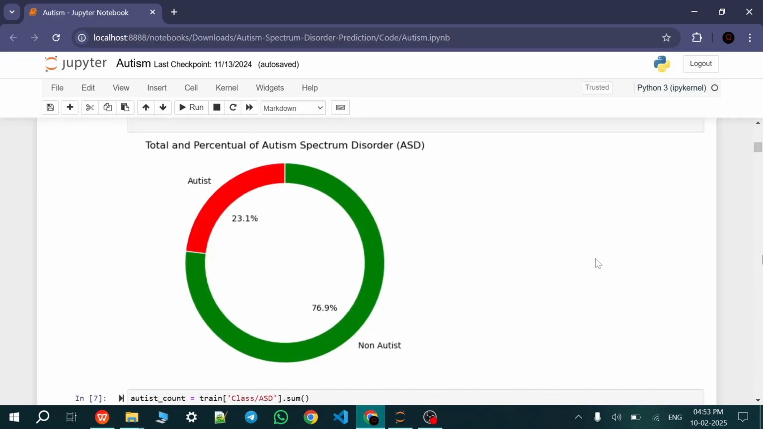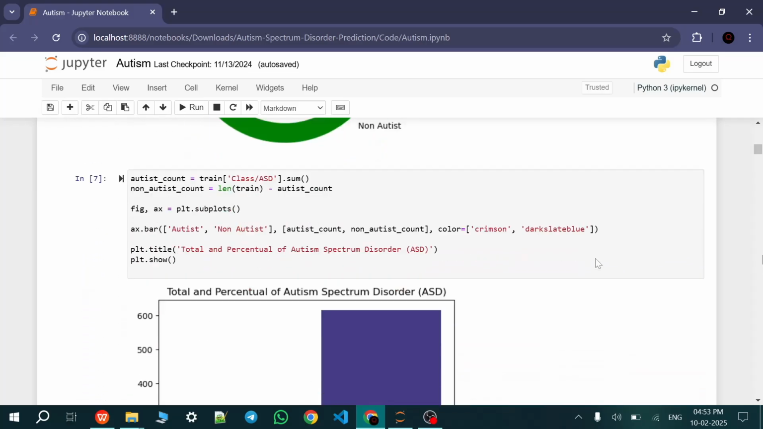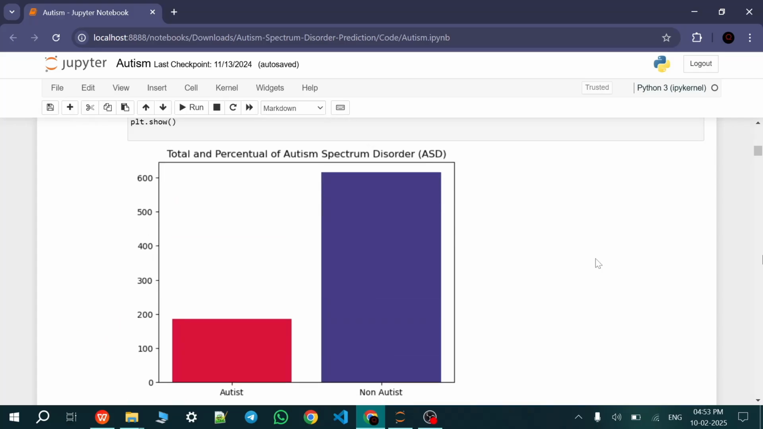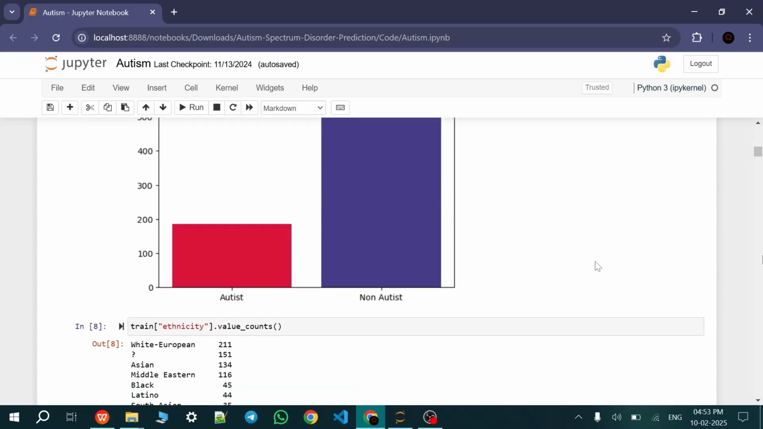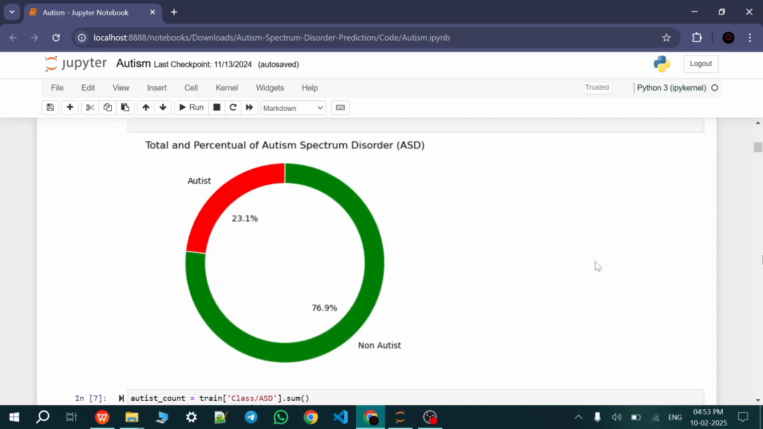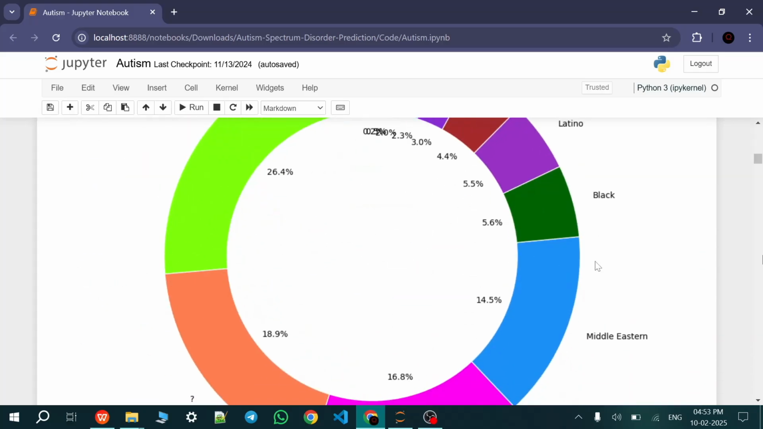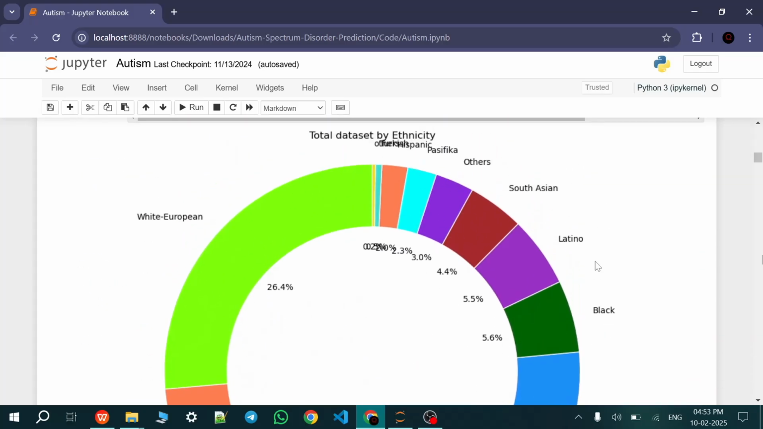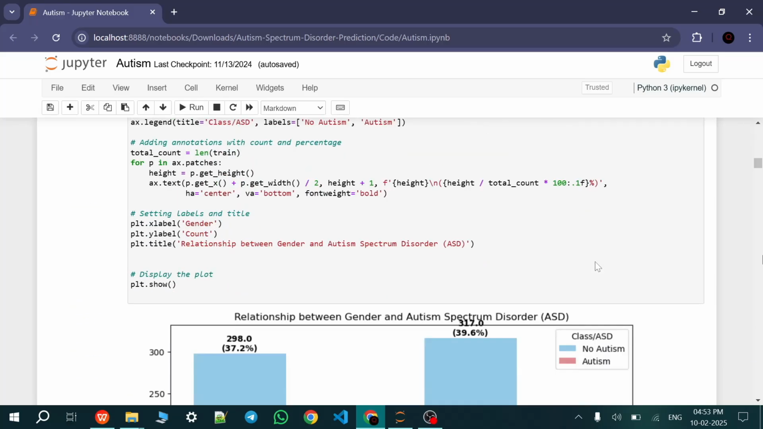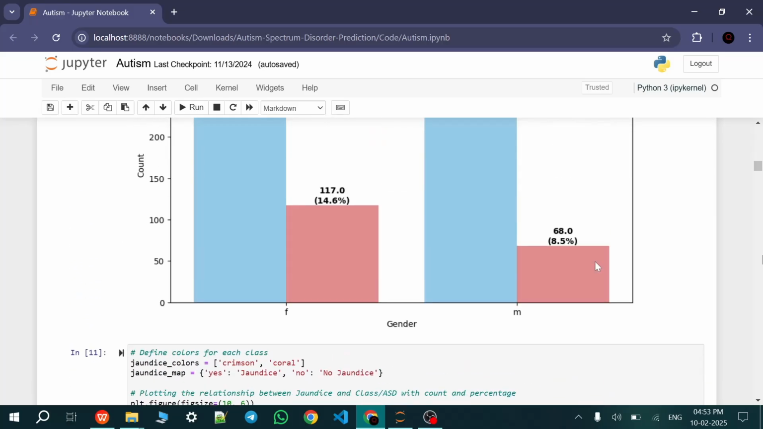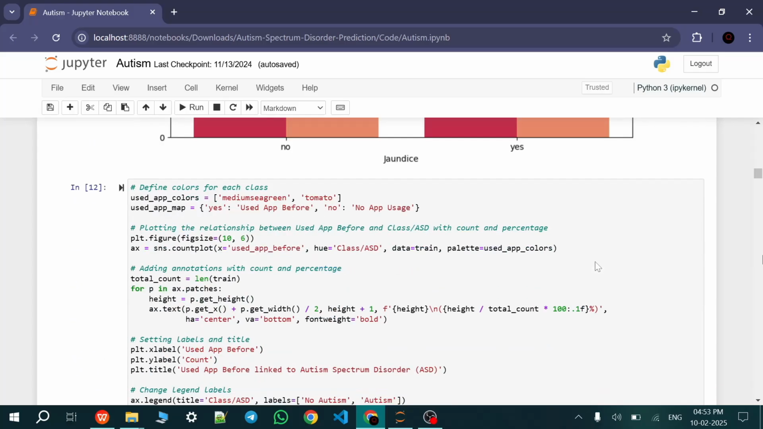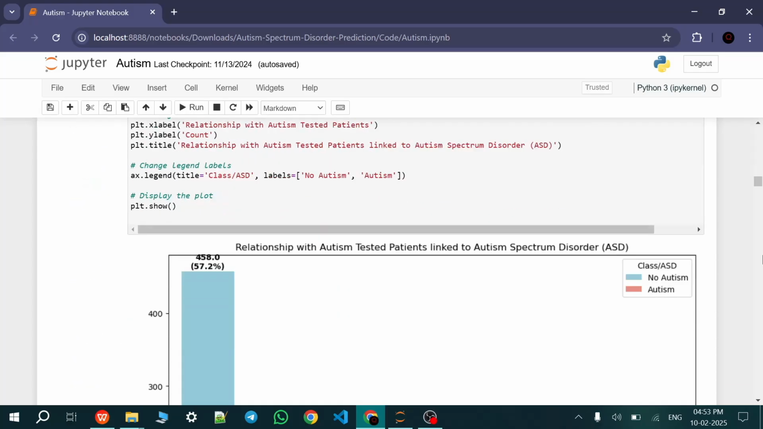This is the visualization tab. Based on many things we have done the visualization, like how many of them are autistic, how many of them are not, then what is the percentage of that or total number of that, then from which continent or which area they are, then gender specific. These things you can go through.